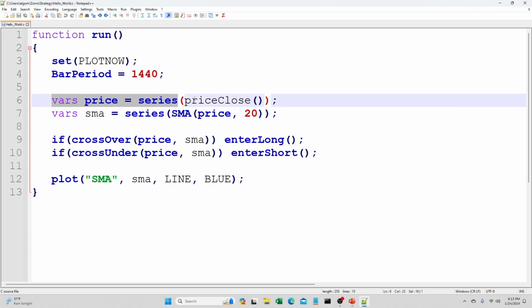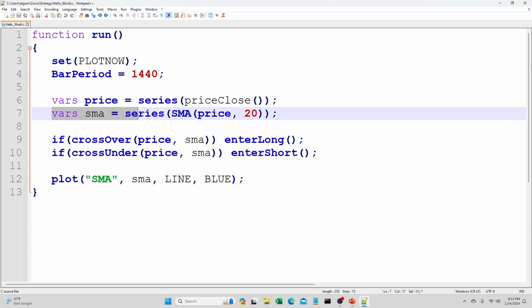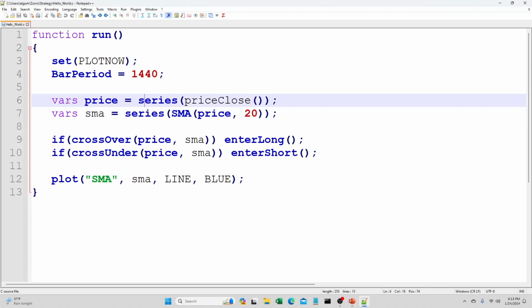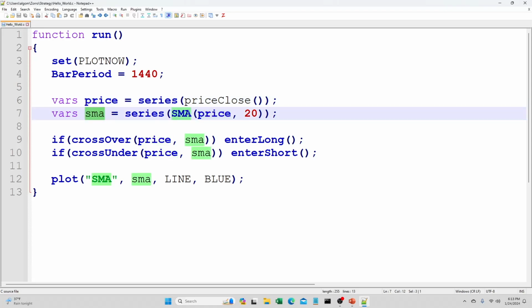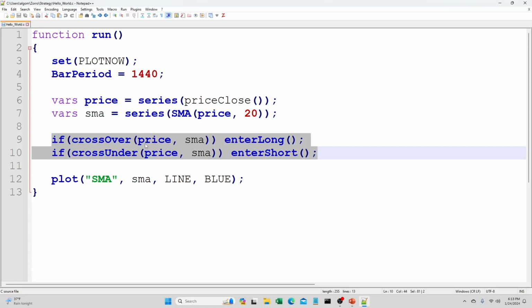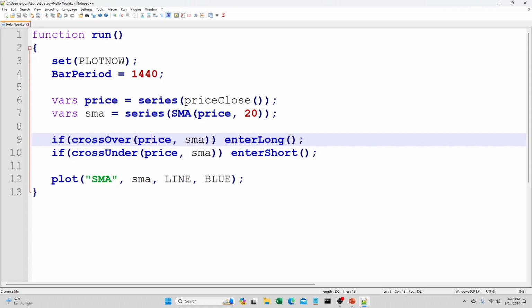The data structures that you see here are two arrays. In Zorro, the variable type for arrays is vars. And this is the price, the closing price of the stock, and this is a simple moving average. The formation period is 20, and then the trading logic is super simple. This is the hello world of algorithmic trading, right?